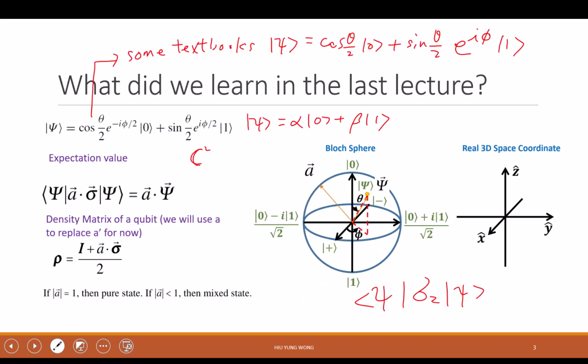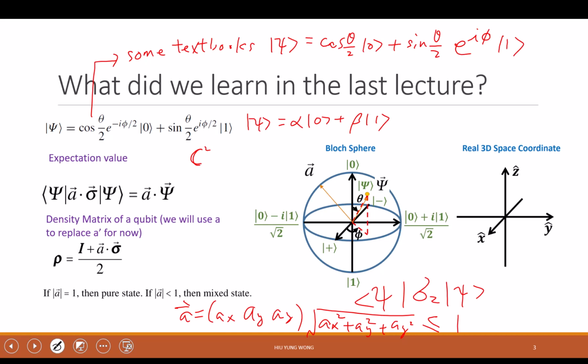What's A representing? Is that a vector? A is just a vector in the 3D space, like here. So A equals (AX, AY, AZ), with the square root of AX squared plus AY squared plus AZ squared less than or equal to 1.